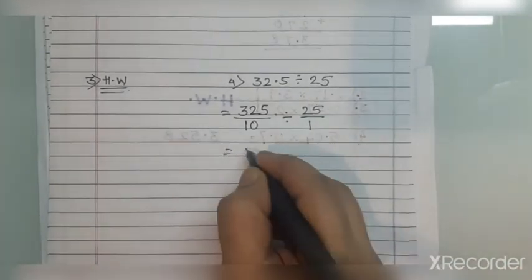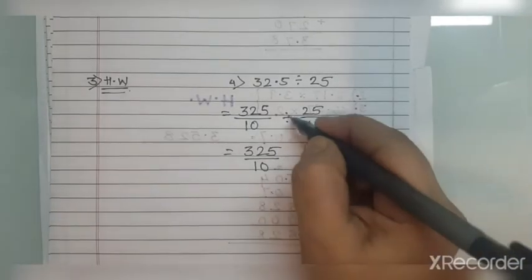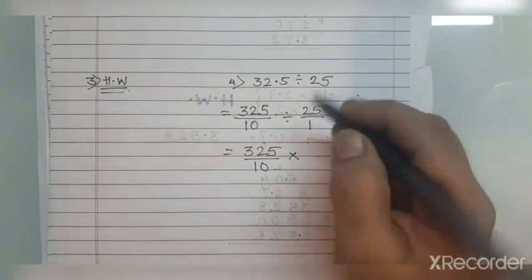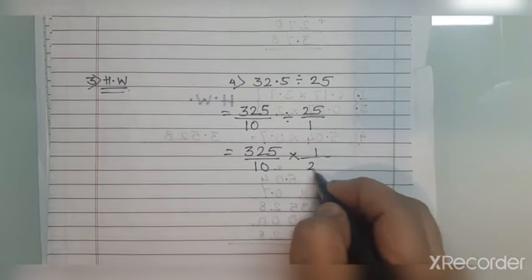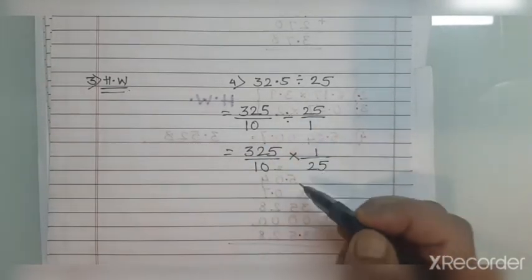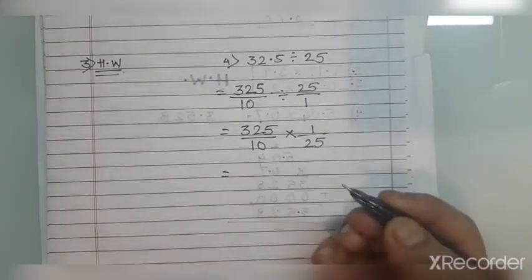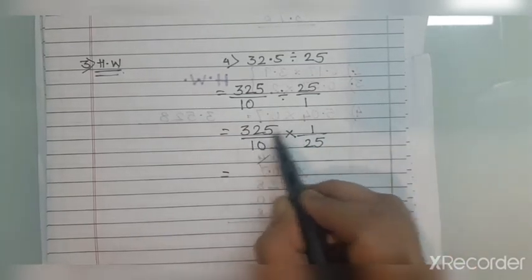Now again we have to write the first fraction as it is. Division we will convert to multiplication and write the reciprocal, the inverse of 25 upon 1, which will be 1 upon 25. Remember this step, which is very important, where we are changing division to multiplication. Okay. Now again 10 will be kept as it is and we will solve the other numbers.